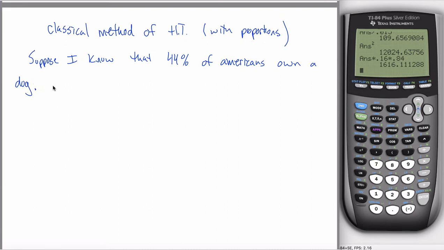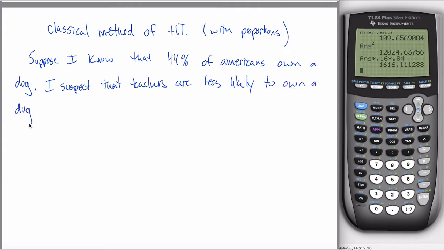All right, so let's see. What kind of claim could I make? I'm a teacher. I know a lot of teachers. Doesn't seem like that many have a dog. I'm surprised. I suspect that teachers are less likely to own a dog. I don't know, I don't really think that. I'm just trying to make up some example. I couldn't find any data on what percentage of teachers own a dog.